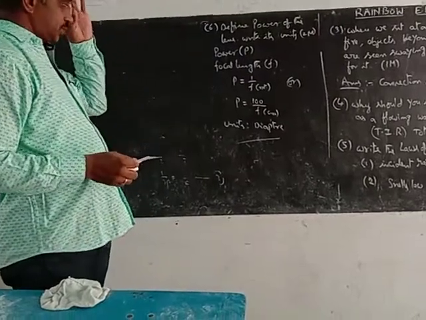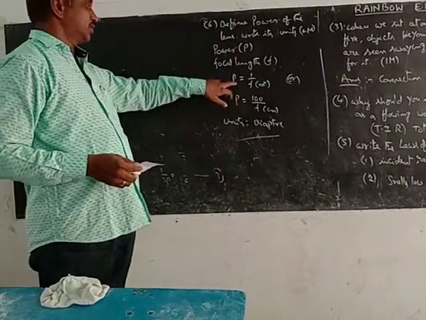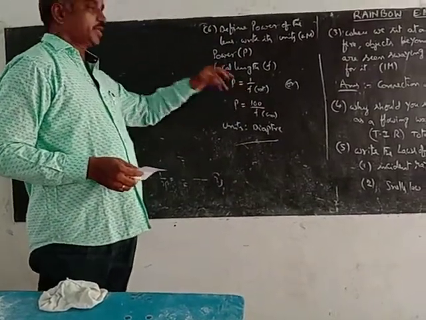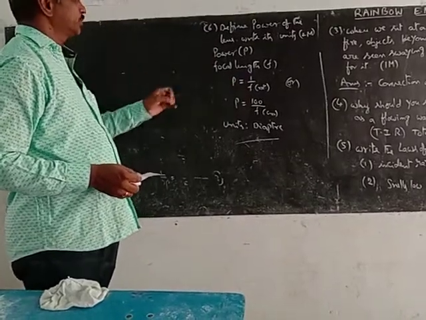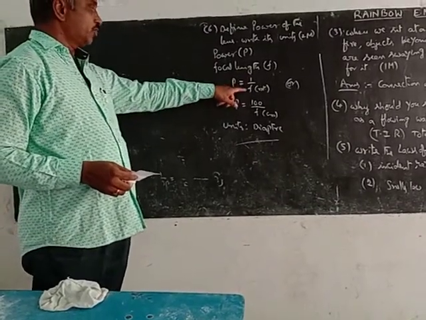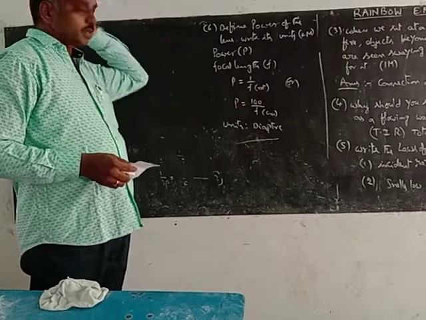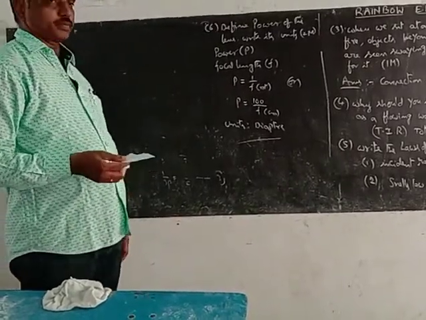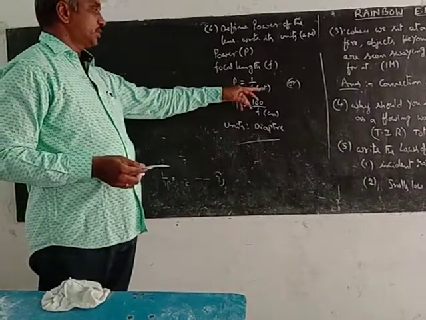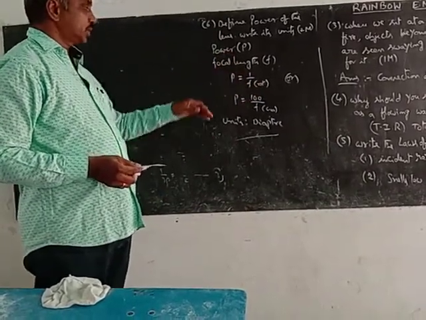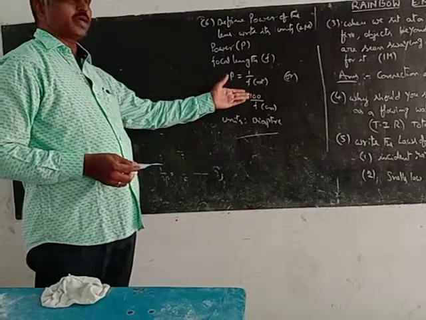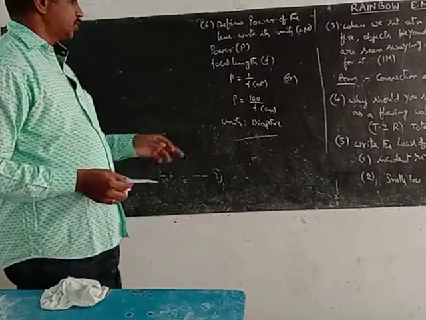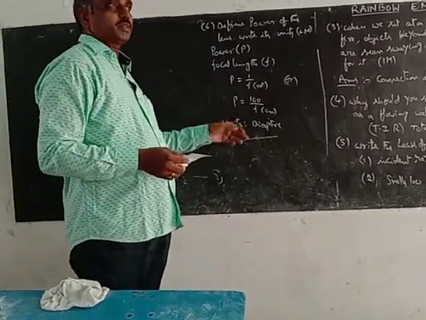Define power of the lens. Remember this formula: P is equal to 1 by f, where f is the focal length in meters. The reciprocal of focal length in meters is called power of the lens. Focal length is always measured in meters, that is 1 by f. Suppose centimeters are given, you can write 100 by f. What are the units? Diopter is the unit of power.